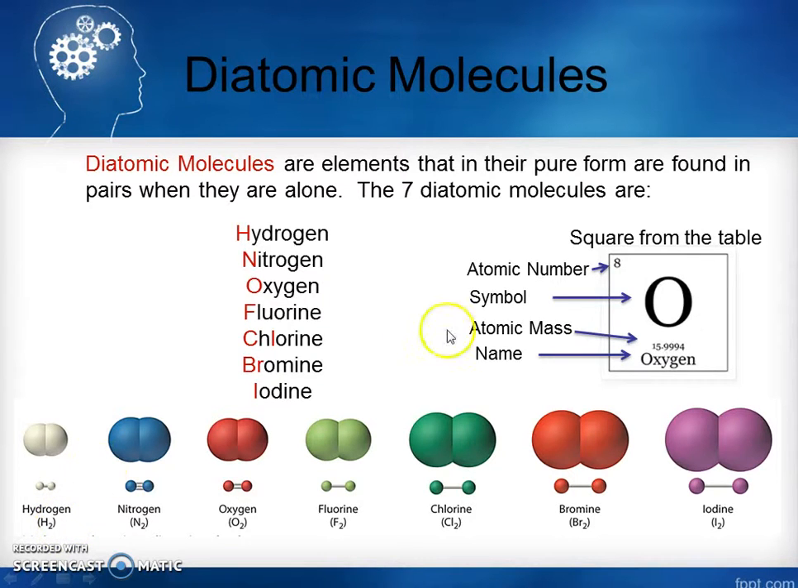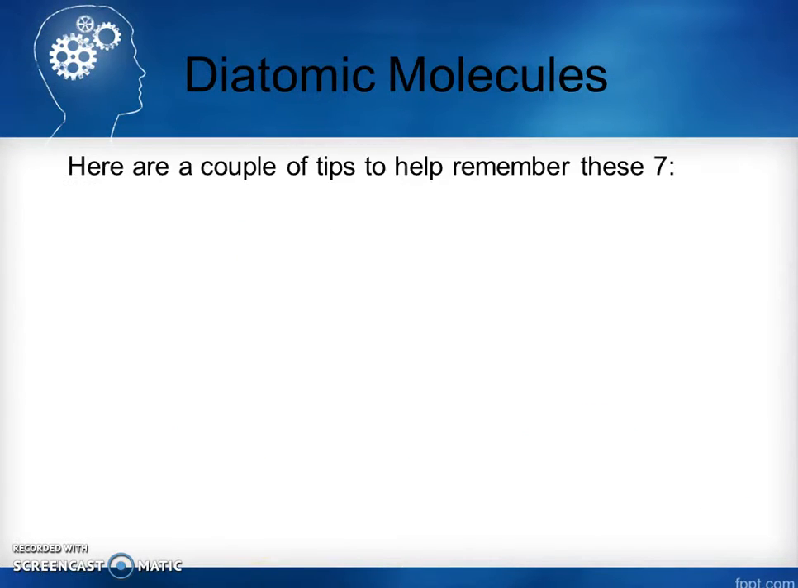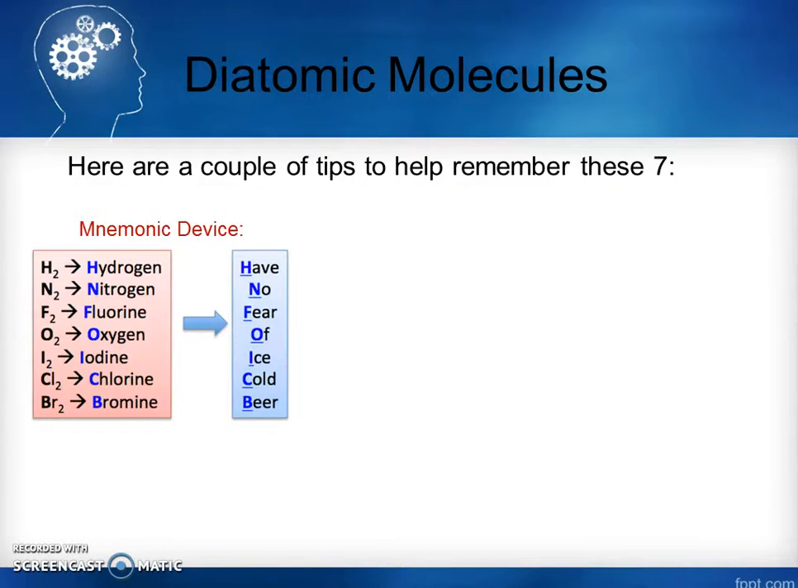So the symbol comes from this periodic table. So oxygen is right here. So O represents oxygen, and the subscript 2 represents that there's 2 oxygens in this molecule. So pretty straightforward. Now, a couple of tips to remember these 7 diatomic molecules.